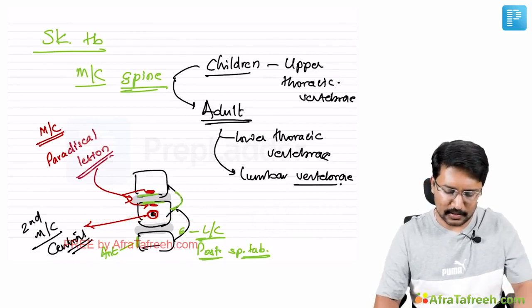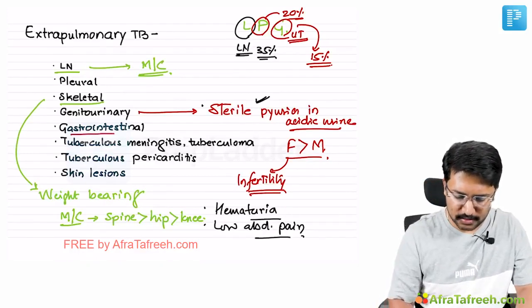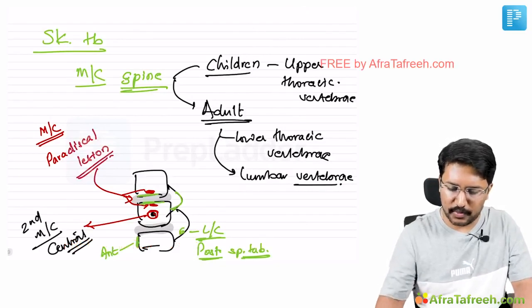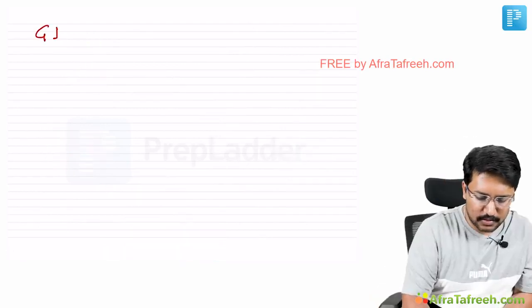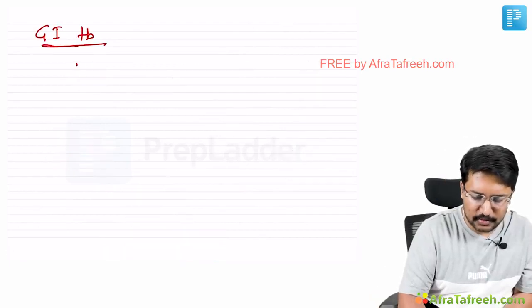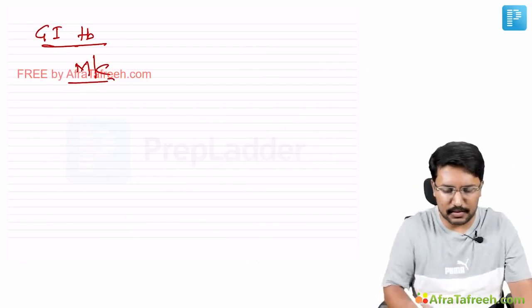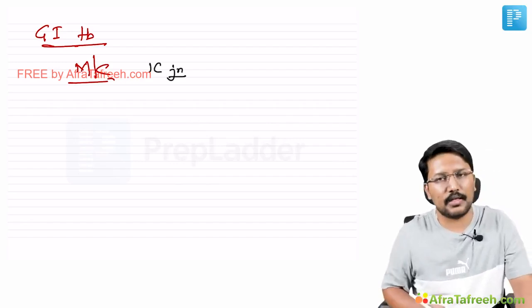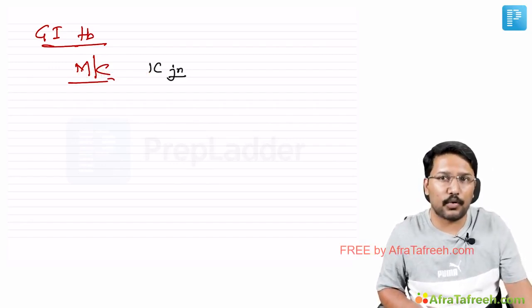Now coming to the next organ that can be affected, we are talking about gastrointestinal tuberculosis. When we talk about gastrointestinal tuberculosis, they might ask what is the most commonly affected site. The most commonly affected site, we all know, is the ileocecal junction. Why is the ileocecal junction most commonly affected? Two reasons. One, there are an abundant number of Peyer's patches.